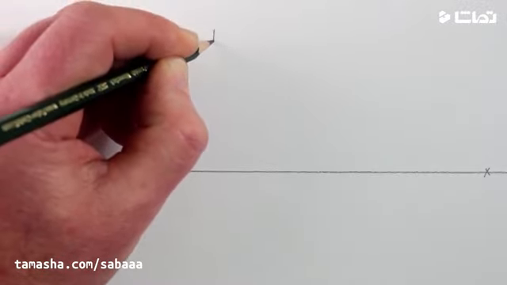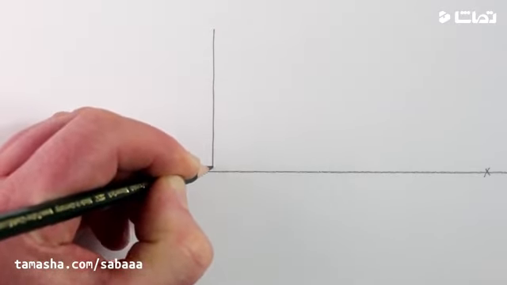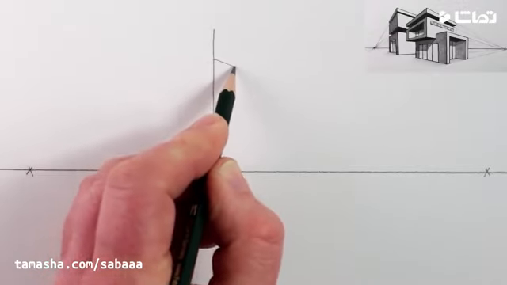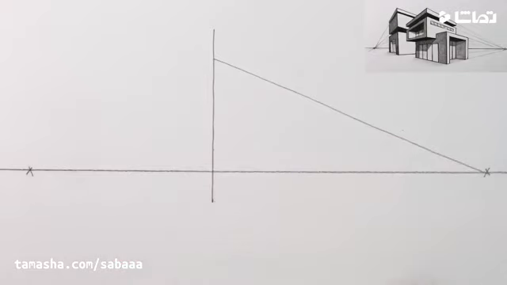Next, draw a vertical line a little bit left of the center of your page. This will be the nearest corner of our building. Now we can draw a diagonal line from the top of this vertical line to the right vanishing point, and another to the left vanishing point.